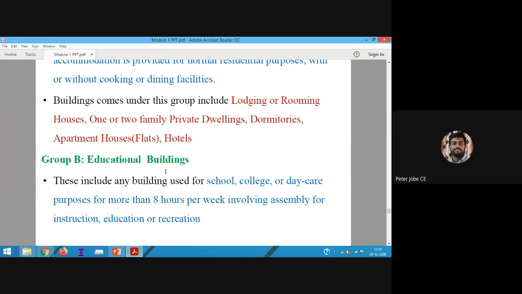If a building is there and we are using that building more than 8 hours per week for this educational purpose, and which involve the assembly for instruction, education, and recreation. So all these buildings will come under group B, which is known as educational buildings.